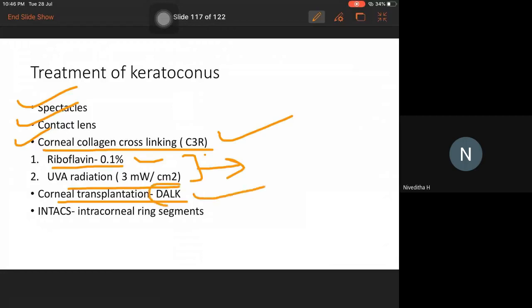Specifically, if the cornea is not so damaged, we do deep anterior lamellar keratoplasty.